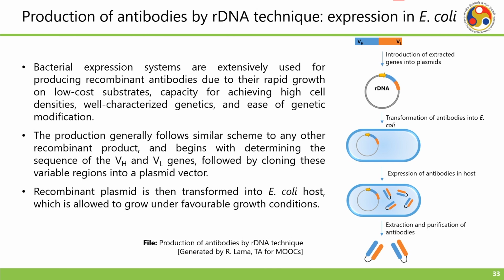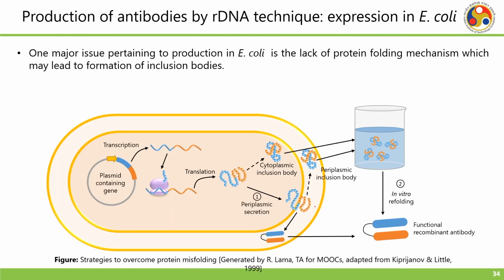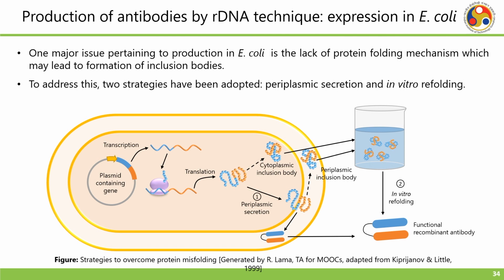So, after transformation, we grow them under favorable growth conditions. One of the major issues pertaining to production in E. coli is the lack of protein folding mechanisms, which may lead to formation of inclusion bodies. To address this, two strategies have been adopted: periplasmic secretion and in vitro refolding. So, here this is the plasmid containing the gene. After transcription it is translated and the protein is produced.